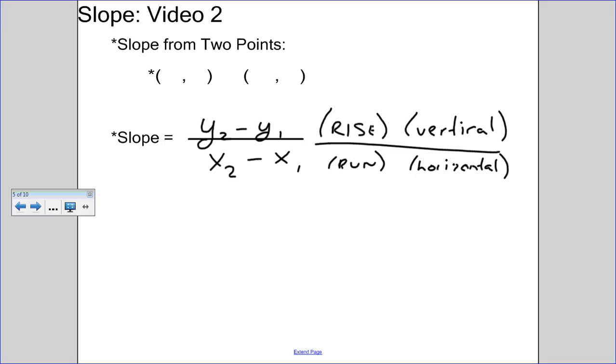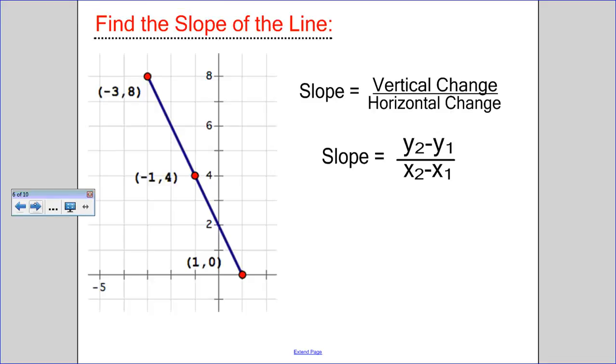Now, what's y2 and x2 and y1 and x1? Those are a pair of points. So if we have an ordered point x, y, the first pair would be x1 and y1, and the second pair would be x2, y2. Let's look at these on a real graph.